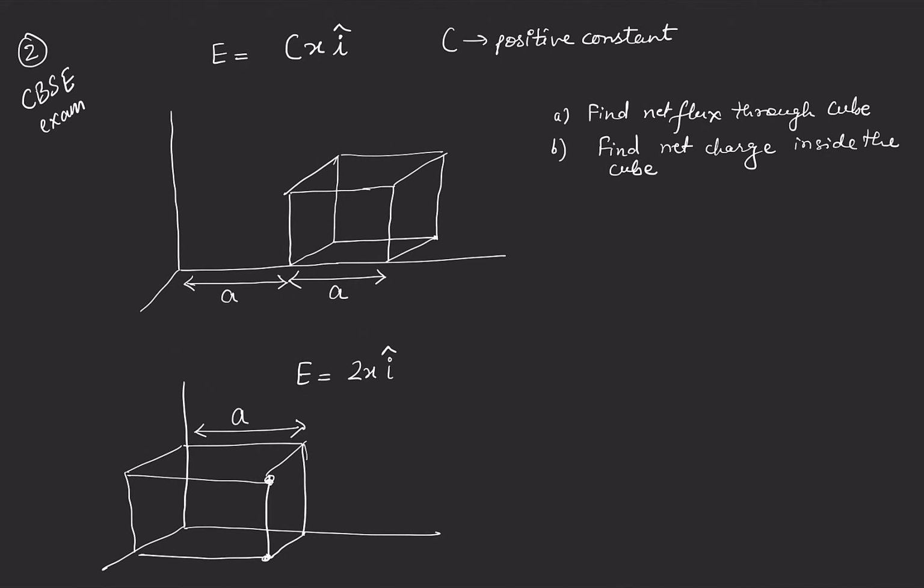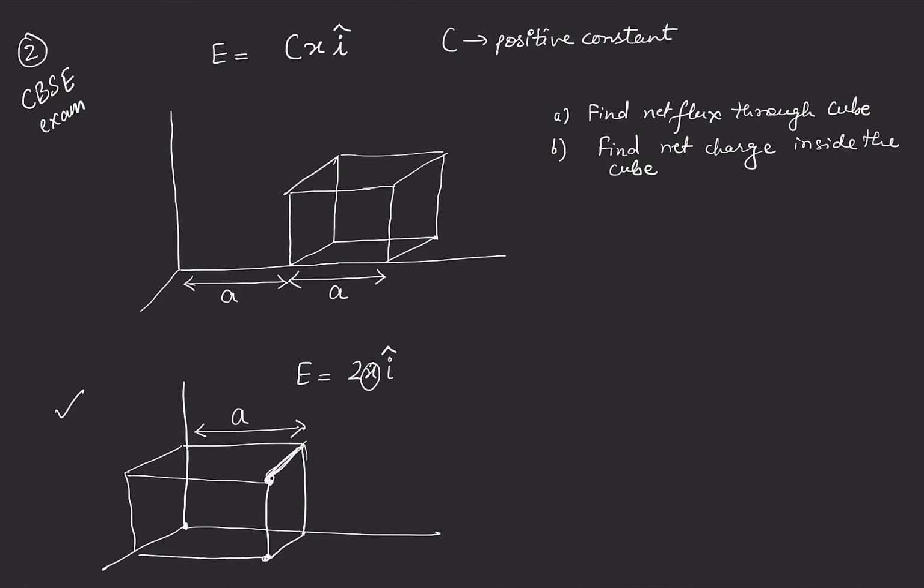So now let's move to the next question. This question has sometimes been asked in even CBSE exams. This is also not very difficult, but the only difference with the previous question is that in this case the electric field is not uniform. So electric field depends on value x. X means the x coordinate of the point.